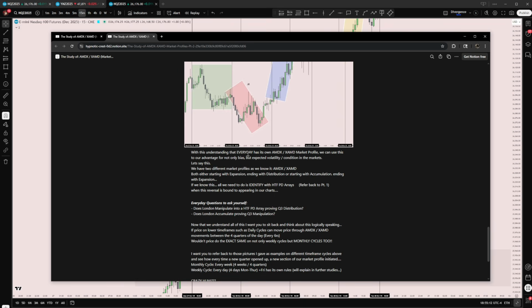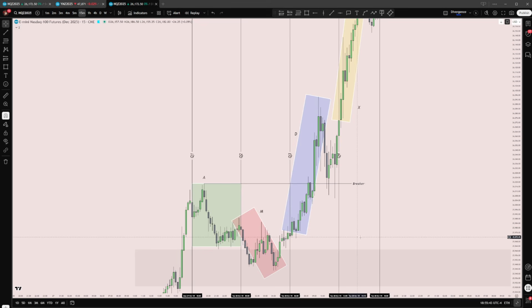With this understanding that every day has its own market profile, we can use this to our advantage for not only bias, but expected volatility conditions in the markets. Let's say this: we have two different market profiles, as we know, AMDX and XAMD, both either starting with expansion, ending with distribution, or starting with accumulation, ending with expansion. If we know this, all we need to do is identify with a high time frame PD array when this reversal is bound to appear in the charts, which I stated.